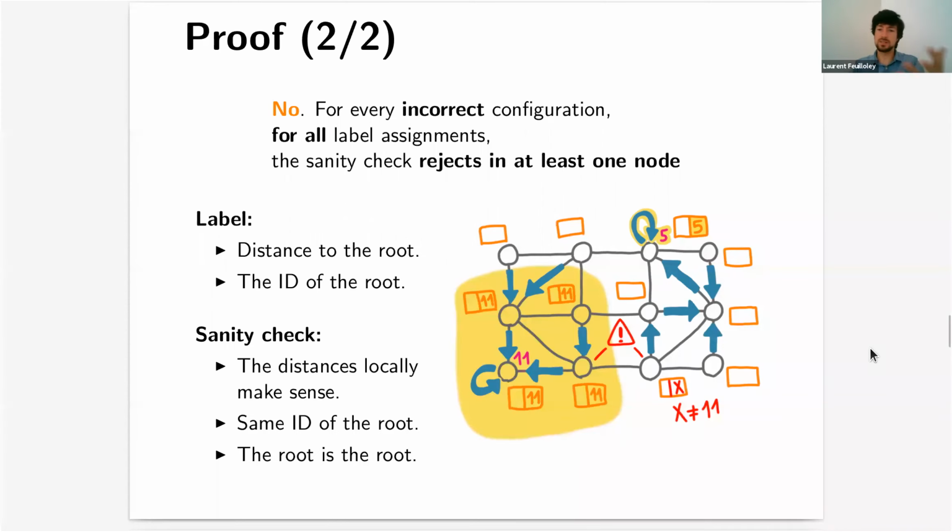And these nodes, well, it's some set of nodes, and it cannot be empty, and it cannot be the whole graph, because we know that there is a node with ID 11 that has this, and a node with ID 5 that does not have this. And it's not every node. There is an edge between two nodes where one believes the ID of the root is 11, and one believes the ID of the root is something else, and then necessarily they both reject because of the second line of the sanity check. So yeah, that's the second case where things go wrong.